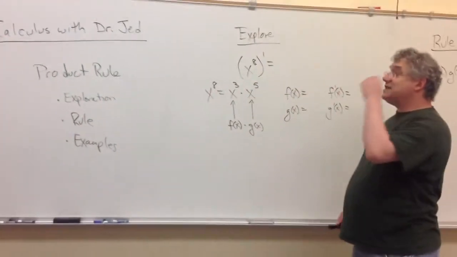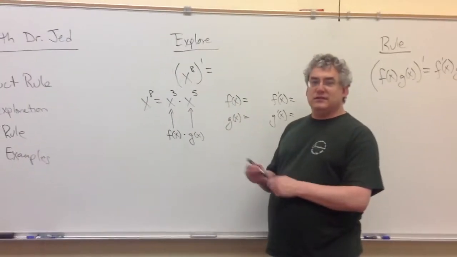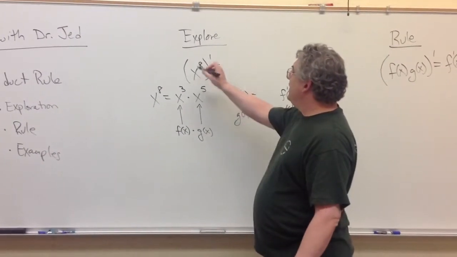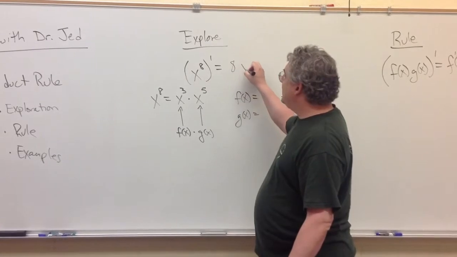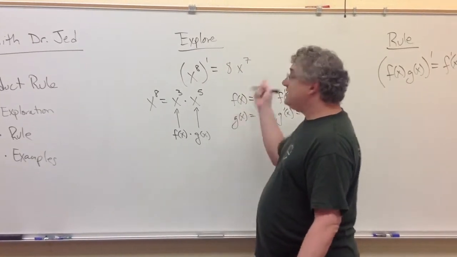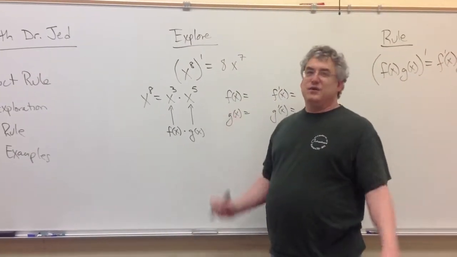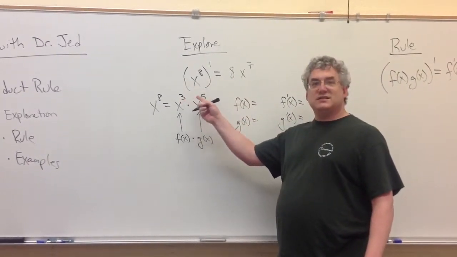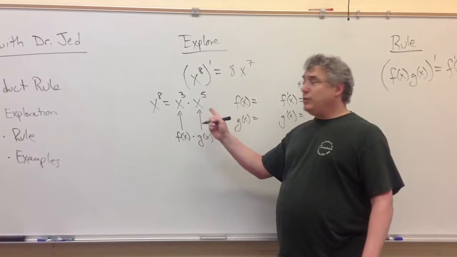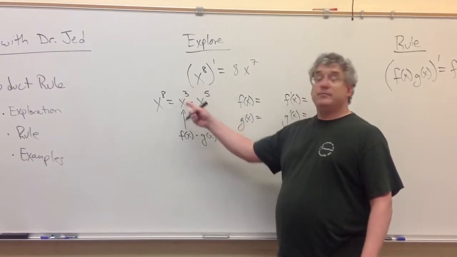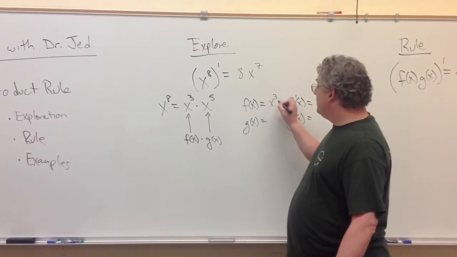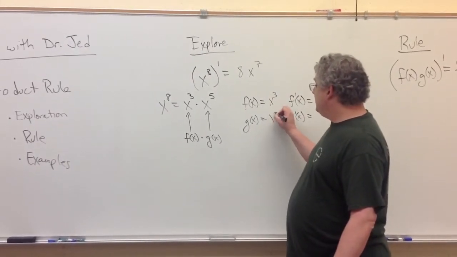I'm going to take x to the 8th, which you should know how to take the derivative of. So what do you do? You take the 8, you get x to the 7. That's the derivative, and if that were it, we'd be done. But I want to actually notice that x to the 8th is really x to the 3rd times x to the 5th. So any product rule we create better work with these two functions. So f is x to the 3rd, g is x to the 5th.